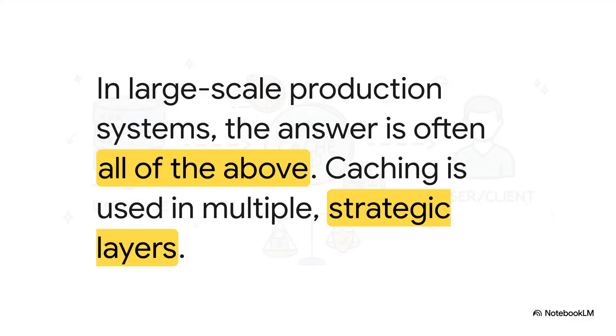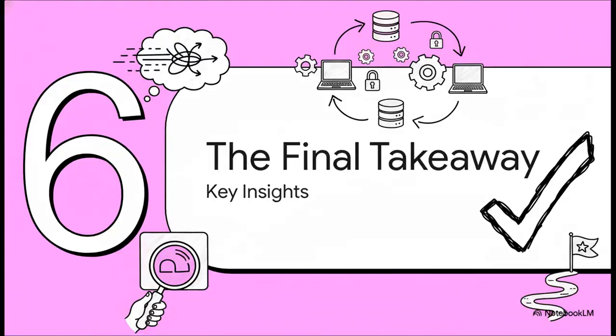But for a massive system, think Netflix or Amazon, the real answer is often all of the above. They use multiple layers of caching, each one with a very specific job. That said, the one that software engineers tend to interact with and design around the most is that big, shared, distributed cache.